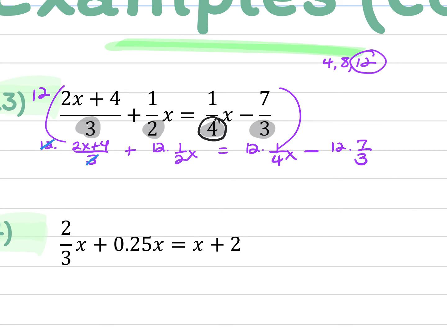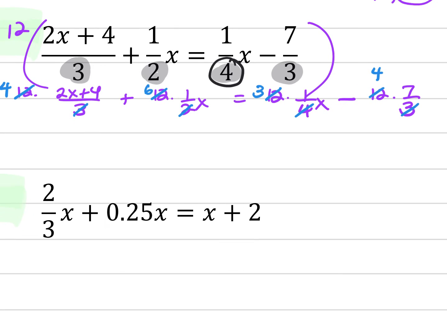So 3 goes into 12 4 times. 2 goes into 12 6 times. 4 goes into 12 3 times. And 3 goes into 12 4 times. The goal there is to have no fractions left. Now this 4 is going to get multiplied by both the 2x and the 4. So this is really 4 times 2x plus 4 plus 6 times 1x equals 3 times 1x minus 4 times 7.